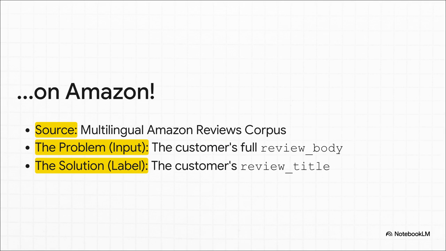Specifically, this amazing resource called the Multilingual Amazon Reviews Corpus. Think about it. For years, millions of customers have been creating the perfect dataset for us without even knowing it. They write a long, detailed review. That's our input, the review body. Then they write a short, punchy headline for it. That's our solution, the review title. It's basically a pre-made text-to-summary training ground just waiting for us.